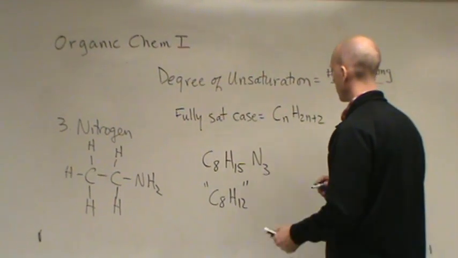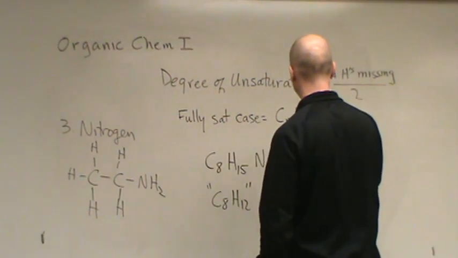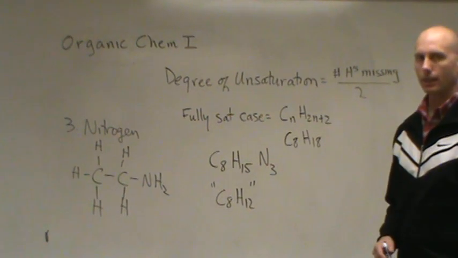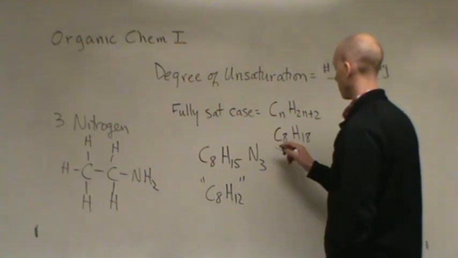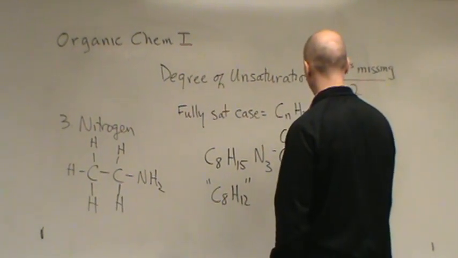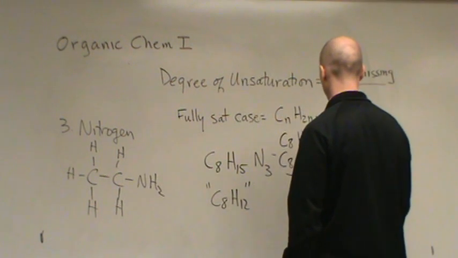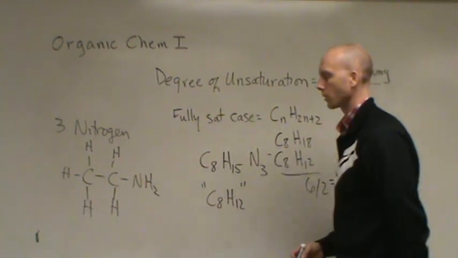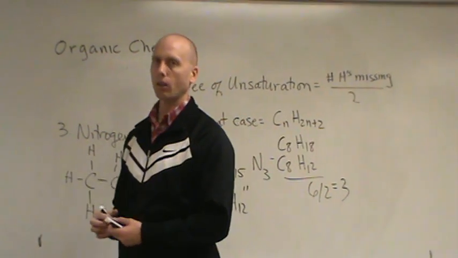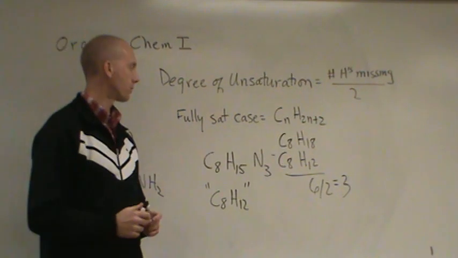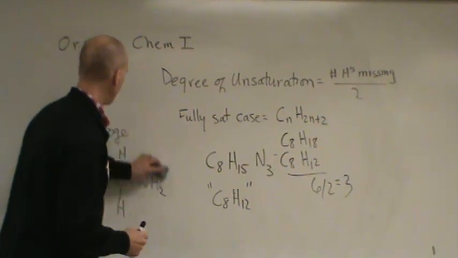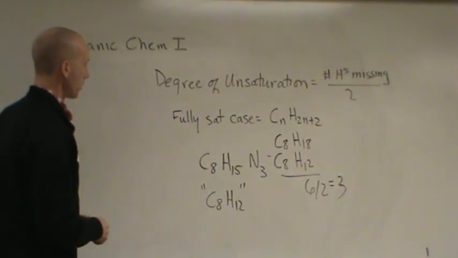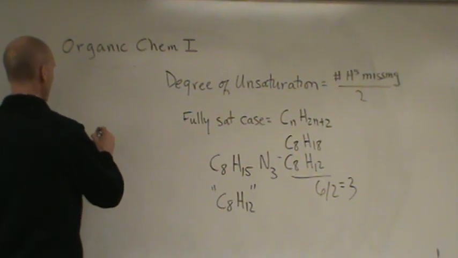So my fully saturated case is again C8H18. Let's subtract H12, so we get 6, divide by 2. So my degree of unsaturation here is 3. So what would be a possible structure for 3?